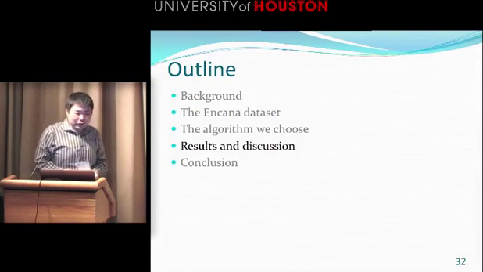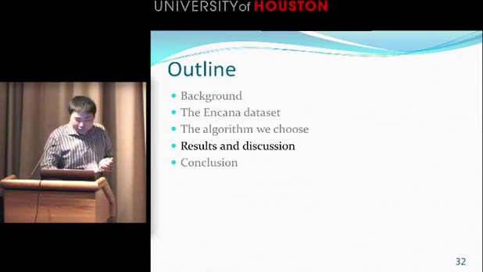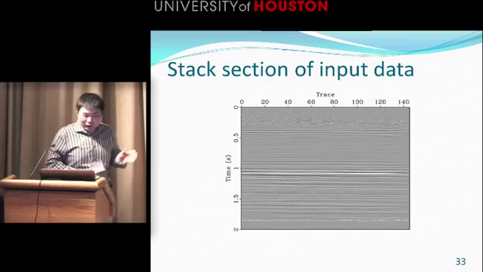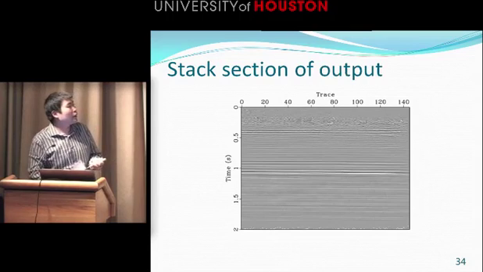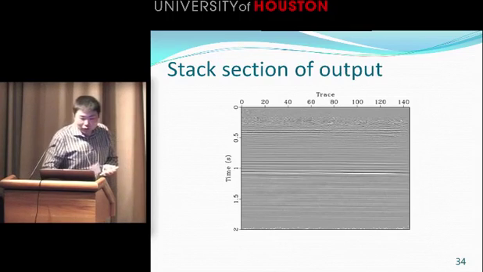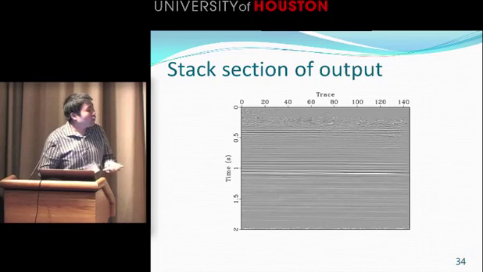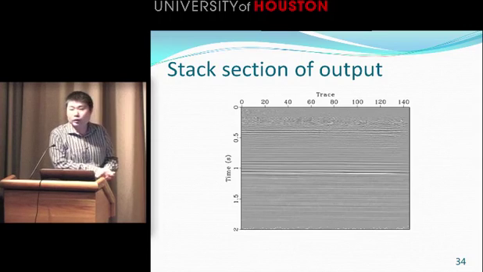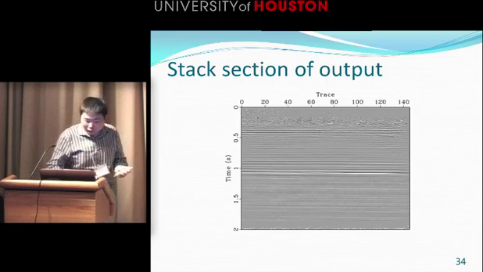After we introduce the algorithm, now let's look at the result and do some discussion. Here we come back to the stack section of the input data. We have seen that in the data section. And here is the output after the prediction and after adaptive subtraction. We can go back and forth, and we will find that we did remove some internal multiple energy in this area just below the 1.1 second major reflector. So that is not a bad result.